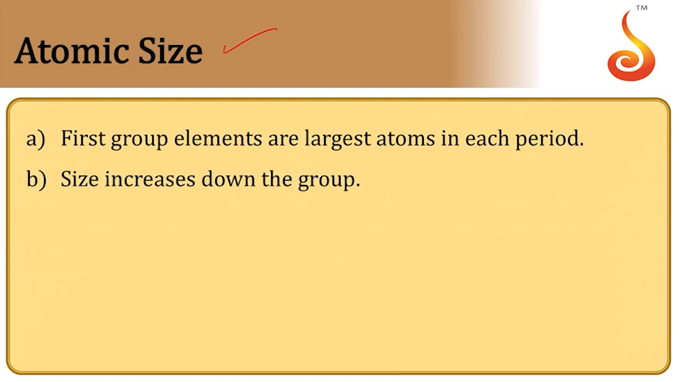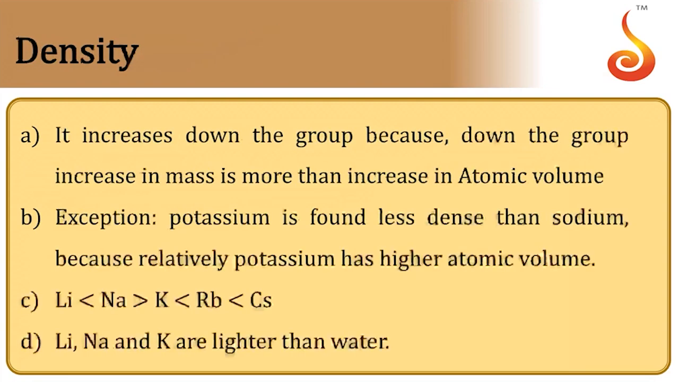Let us take the first property, atomic size. The first group elements have the largest atoms in each period. That is, across a period, atomic size decreases. Therefore, the first group atoms will have the largest atomic size. And the size of the atom increases down the group. That is because down the group, the number of orbits increases. This is the same with respect to the second group also. In the second group also, the atomic size increases down the group.